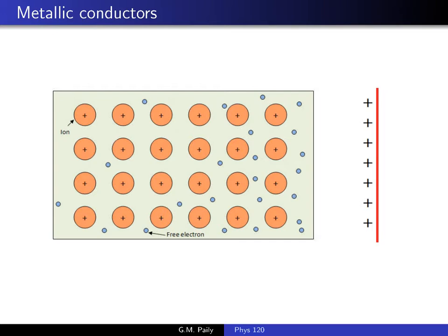What do we see? This end of the metal has more electrons than ions on average, and so this end is overall negatively charged. This end has fewer electrons than ions on average, and so this end of the metal is positively charged. The metal has become polarized due to the movement of the free electrons.